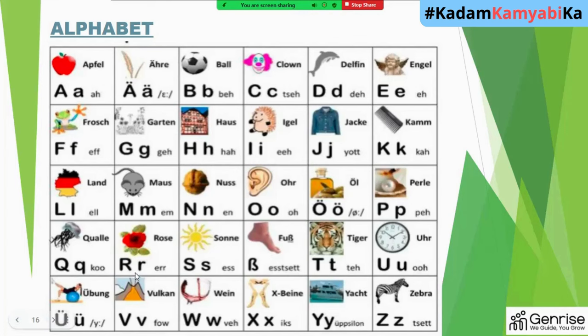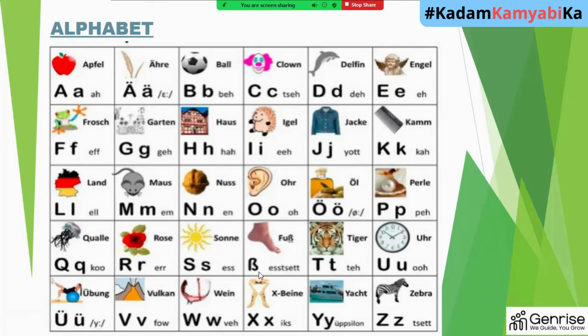This is not R, it is R. So, rose. The sound will be the R, but as a letter, you will always say it as R. S, Sonne, that means sun.